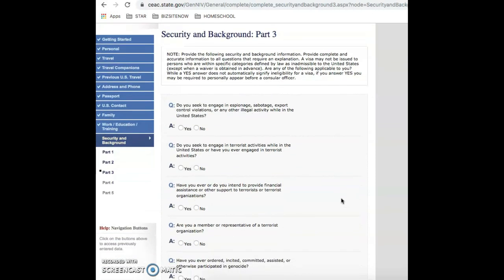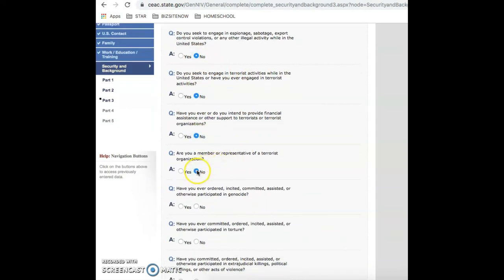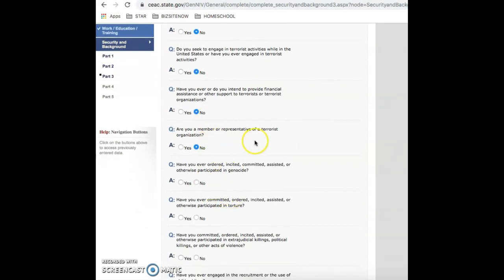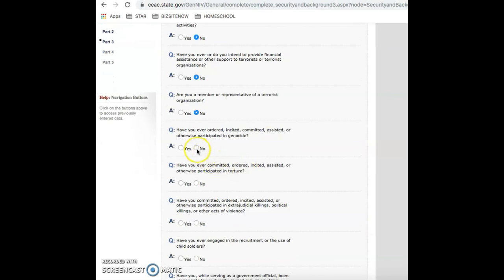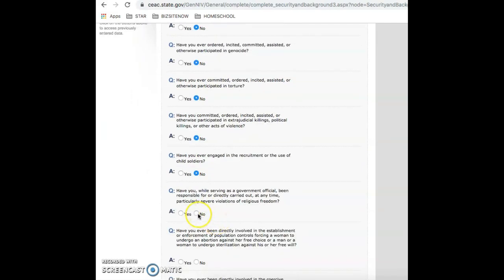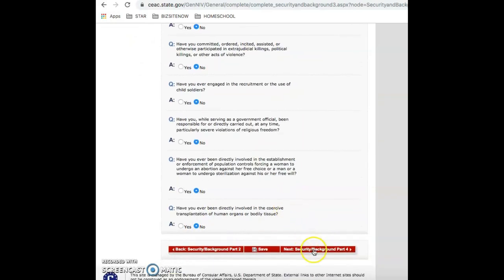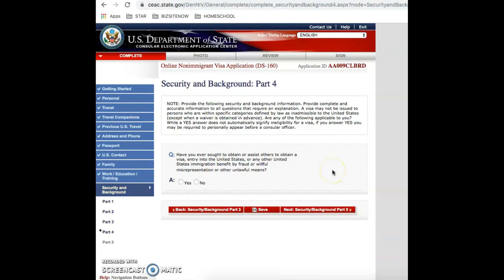And then yan, part 3. Puro no lang siya. I've reviewed this. So, yung answer ko is no. And like this one, are you a member or representative of a terrorist organization? No. And it's really a background check. But my advice to you is just read it one by one. And then let's go to part 4.